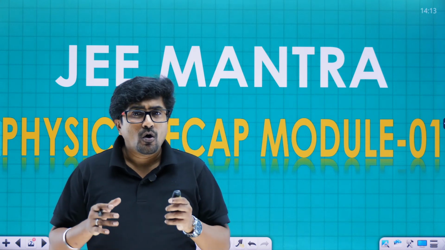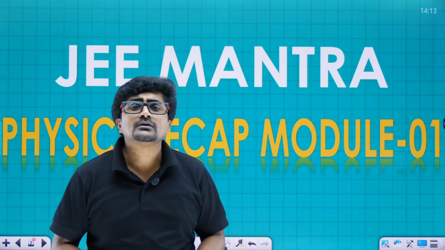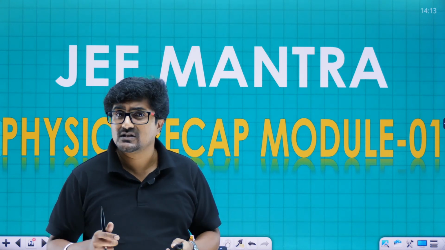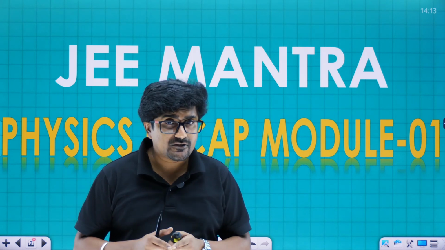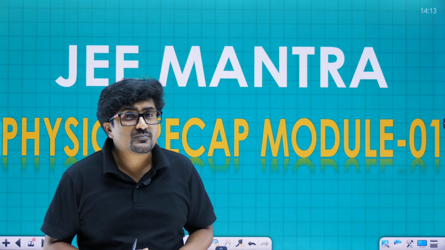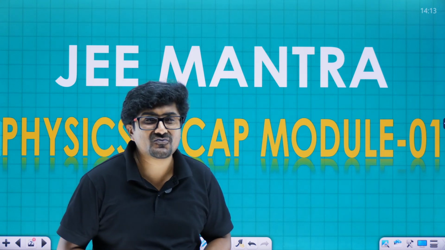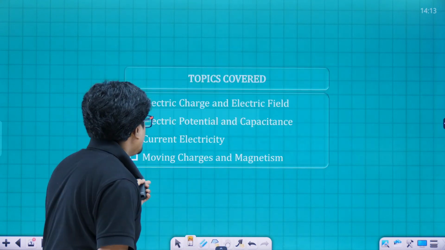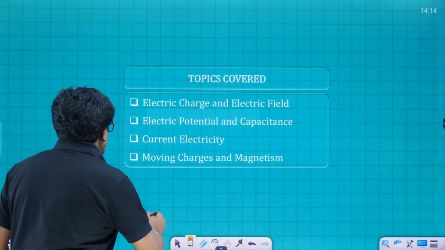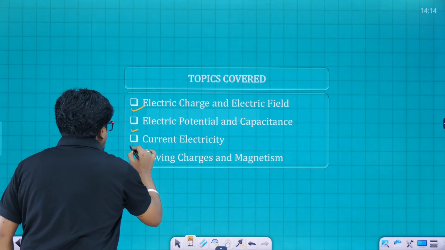In this video, we will be having a quick revision through 4 chapters. Chapter 1, Electric Charge and Electric Field. Chapter 2, Electric Potential and Capacitance. Chapter 3, Current Electricity. And Chapter 4, Moving Charges and Magnetism. Alright, so these are the 4 chapters that I just mentioned.